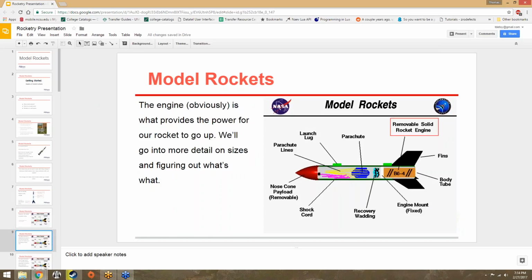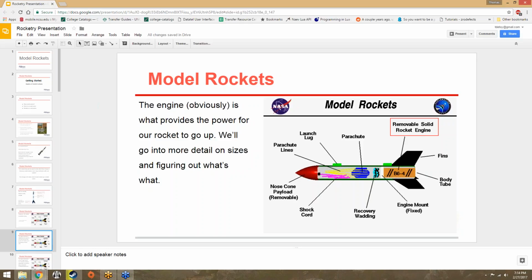So the first part is the engine, which is obviously what provides the power for our rocket to go up. We'll go into more detail on sizes and figuring out what's what later on, and basically what makes up a rocket engine. But model rocket engines are just these self-contained, replaceable things. You can slot in a new engine once you use the old one. It's very different, in that sense, from many real-life rockets.